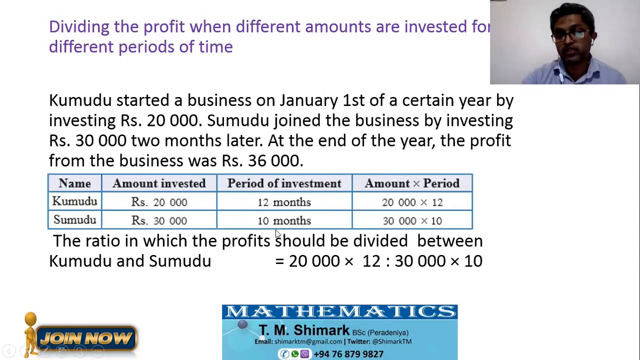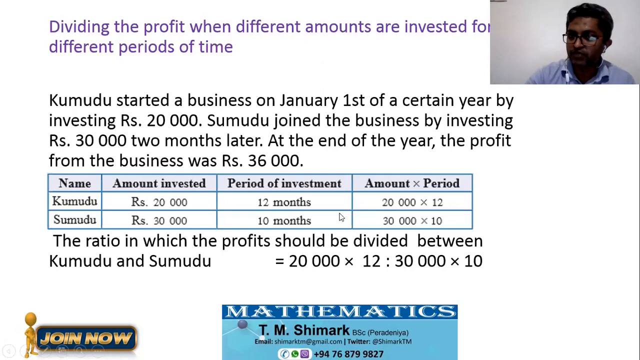But Kumudu was there in the business from the start. So 12 months is there, right? Because different times are there, you check amount into period. Kumudu invested 20,000 for 12 months, so 20,000 into 12. Sumudu invested 30,000 into 10, because only 10 months he was there. So 30,000 into 10.